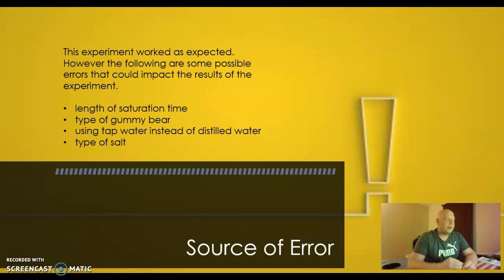And then the type of the gummy bear. So I used, see, they're Haribo Gold Bears. I think that different types of gummy bears might have a different consistency of the polymer in the gummy bear. So I don't know if that could affect it, but it does seem like it would. And then using tap water instead of distilled water. I can imagine that everyone's tap water is different, and then they have certain chemicals and stuff added to tap water to make it safe for drinking. So that could affect the experiment.